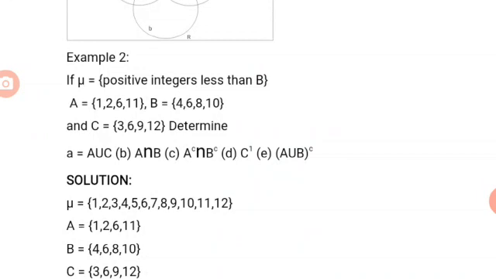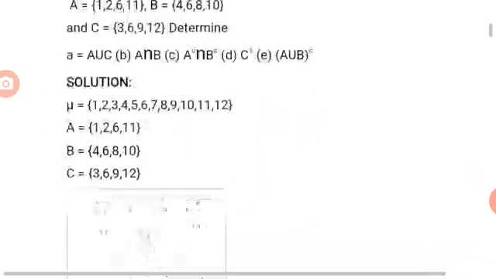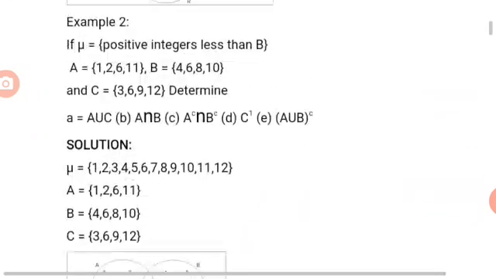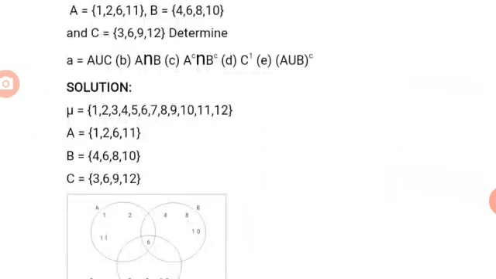Now let us look at the solution one after the other. Look at the universal set, that is positive integers less than 13. So we are going to start from 1 to 12. Is that clear? Because 12 is less than 13. That is what we are given. Are we together? And set A is 1, 2, 6, and 11, and so on.